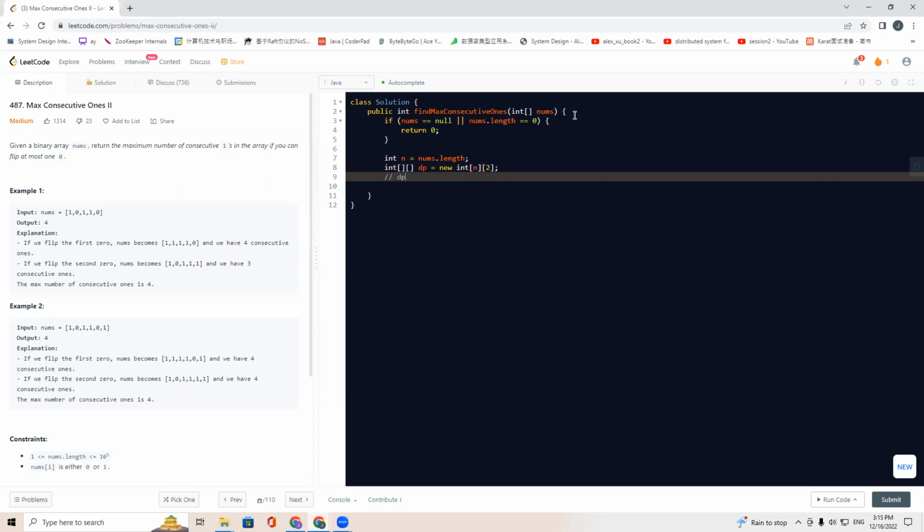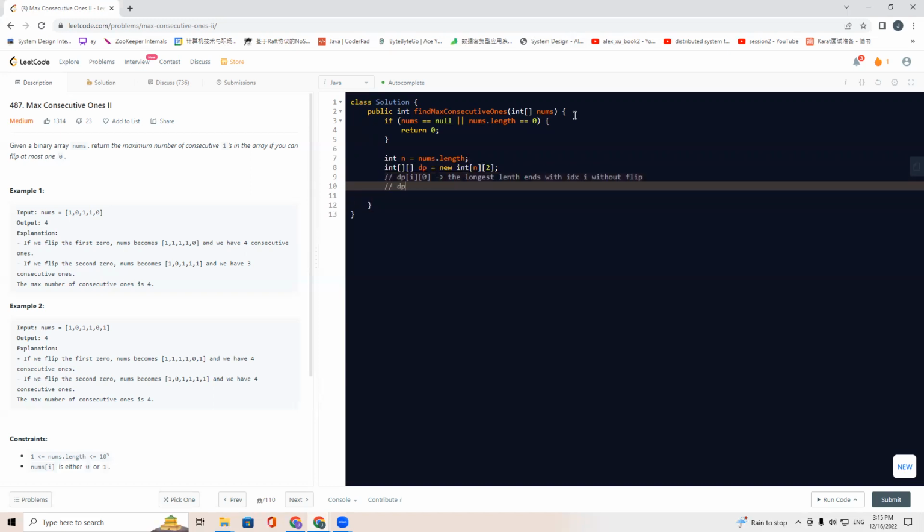We need to have some definitions. dp[i][0] means the longest length with index i without flip, and dp[i][1] will be the longest length with index i, flip at most once, right?